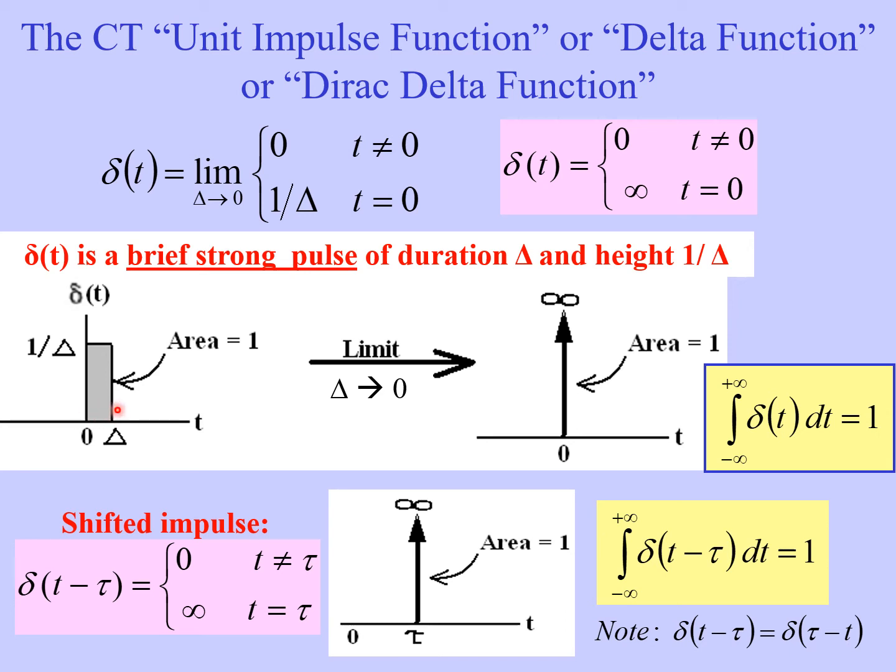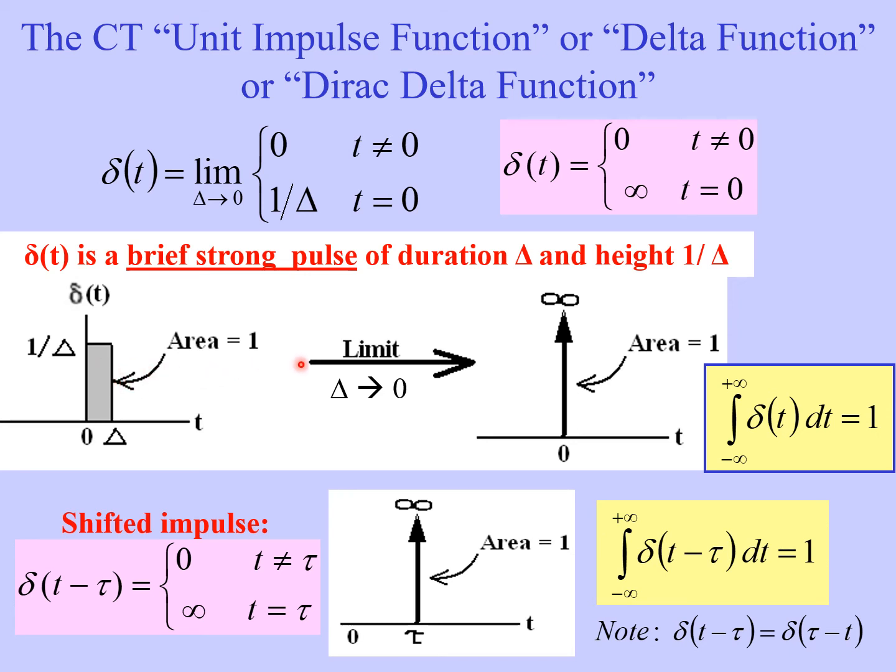All right. Now notice if we were to figure out the area of this impulse here, by integrating it or just figuring out the area of the shaded area, we have height times width. We have 1 over delta times delta, which is just 1. So this is one of the key features of a delta function. It has an integrated area of 1.